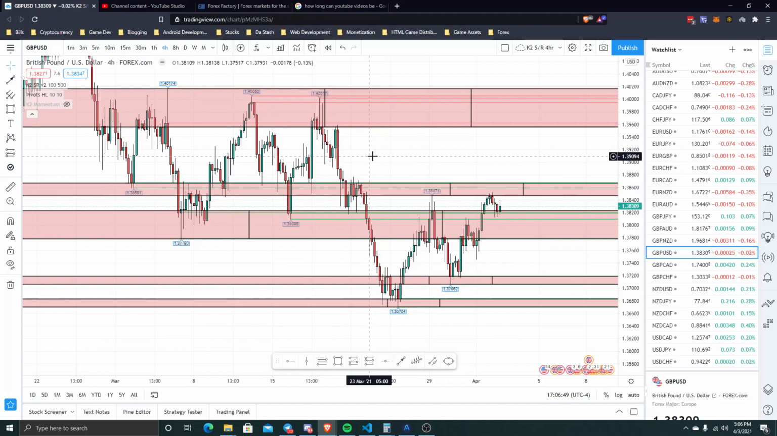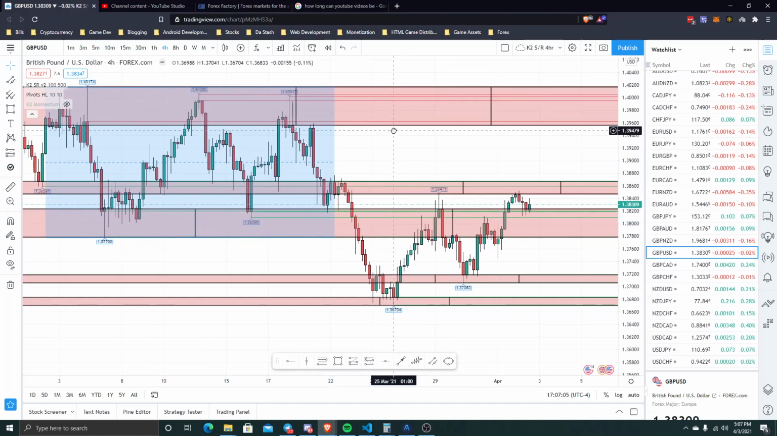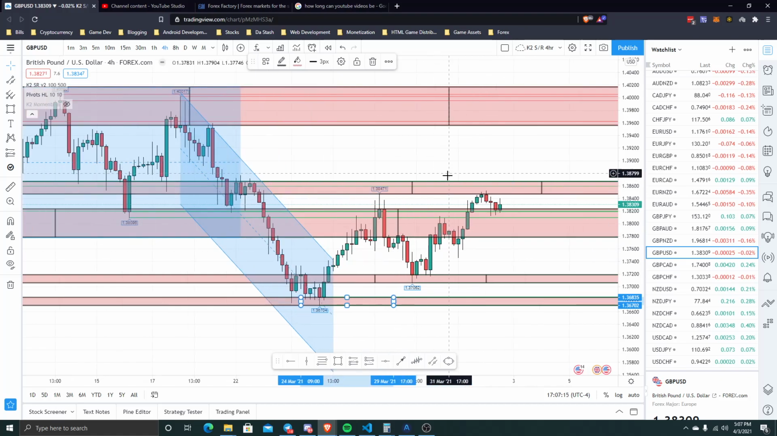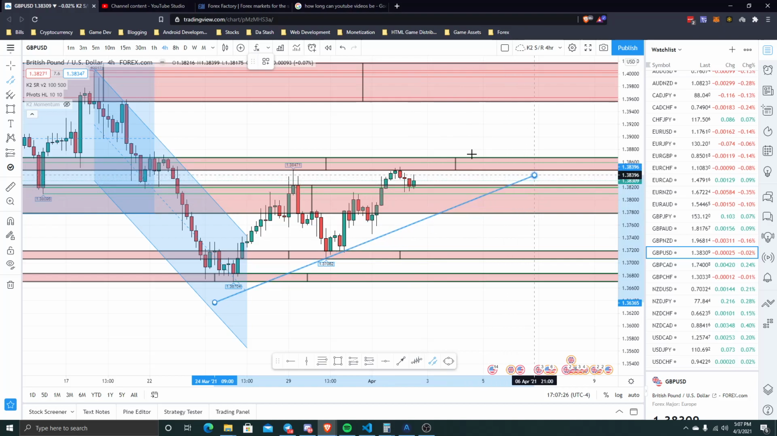So GBP USD, drawings. All right, so GBP USD. A while back, it was in a range between these two zones here, between here and here. Then it decided to go in a downwards direction from here to here, and now price decided, back in late March, to shoot back up, as you can see here, in this upwards direction.